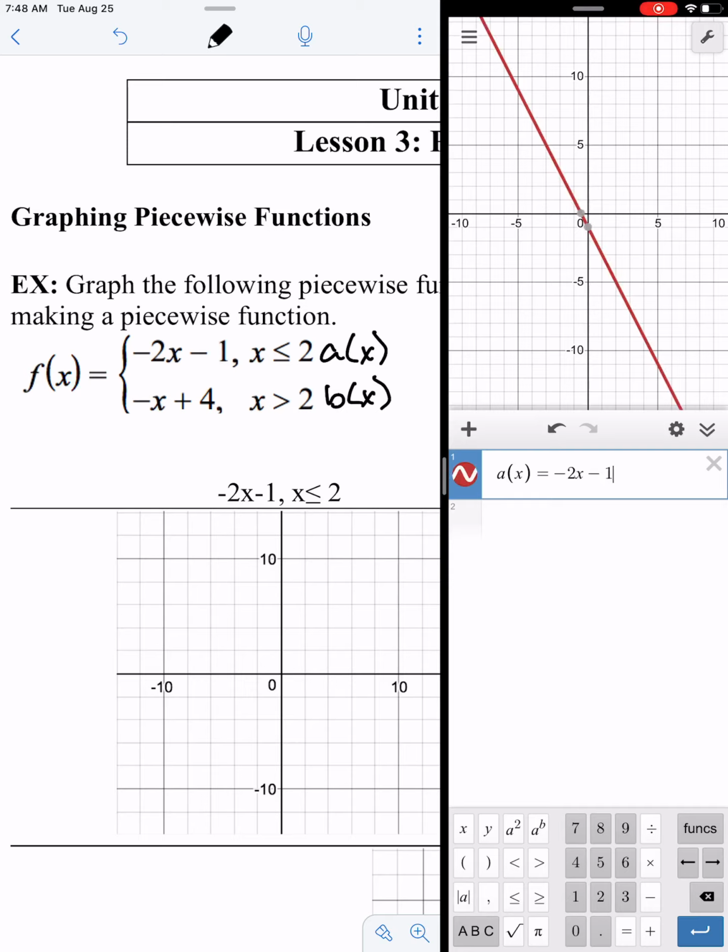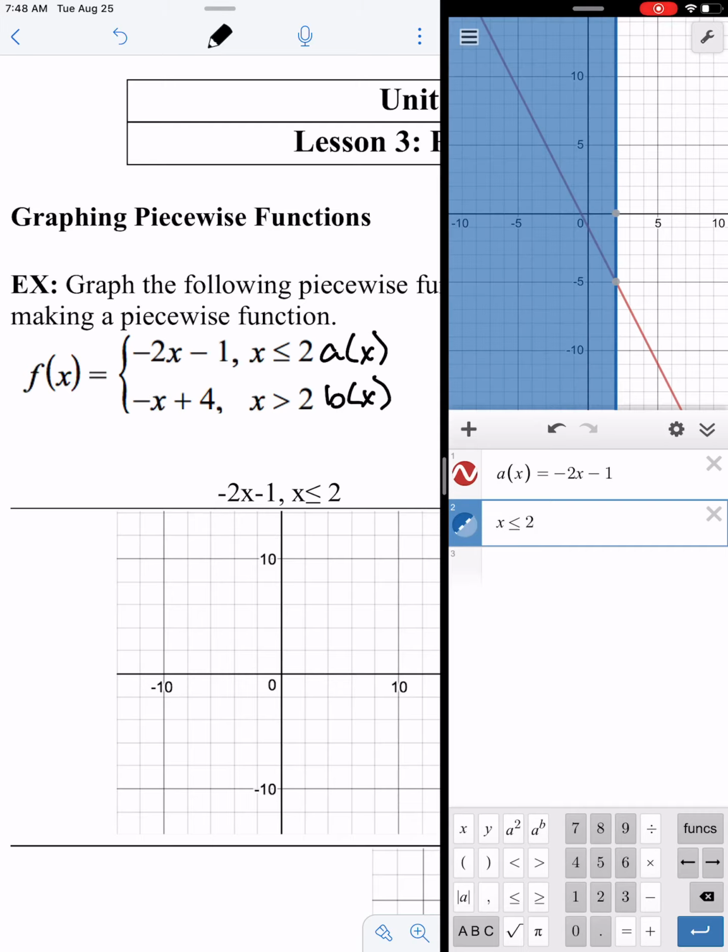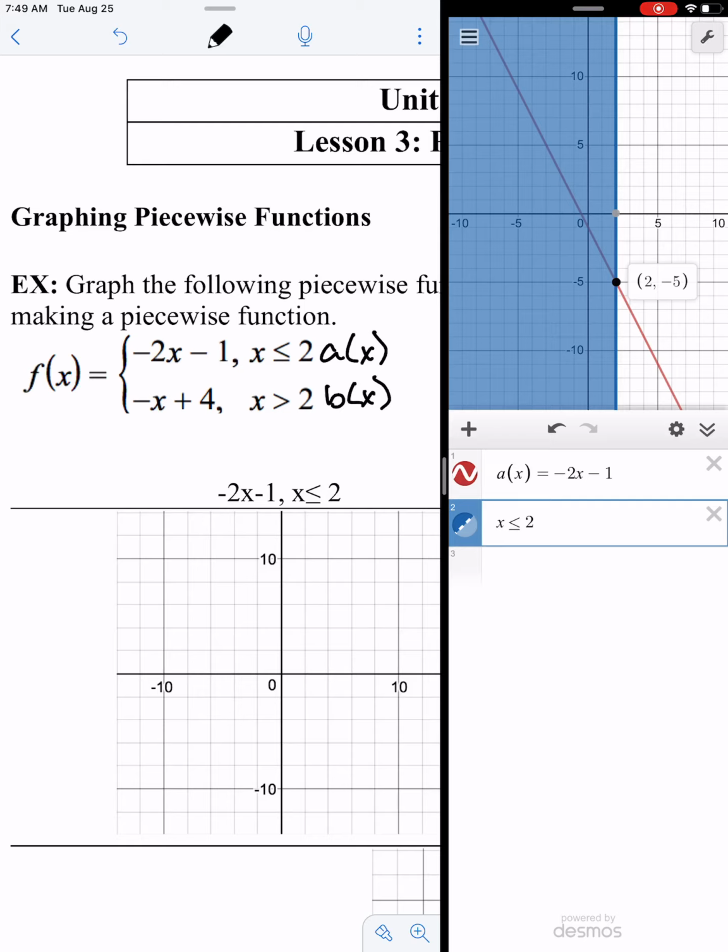Okay, and then you put in your domain restriction. So x is less than or equal to 2. What you want is where your restriction, in this case x less than or equal to 2, and your red line function, which is a of x in this case, intersect. If I look, I can see they intersect at this point right here, so 2, -5.